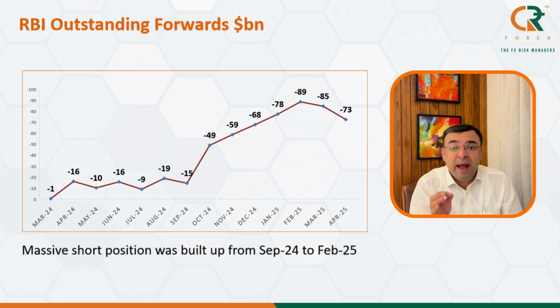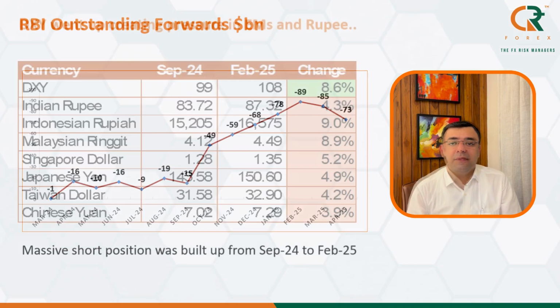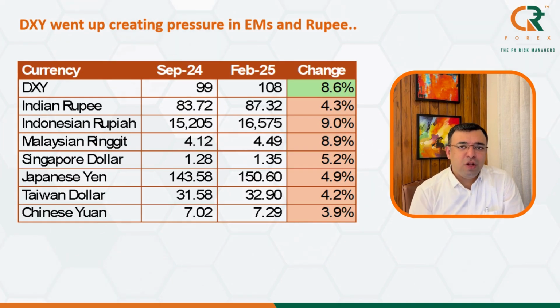Now let us understand why RBI sold during those periods. If you see the table, you will understand that the dollar index was trading near the 99 level on 30th September 2024. It went as high as 110, and as on Feb 2025, it was trading near 108. So the dollar went up by 9 to 10% because of a couple of reasons.